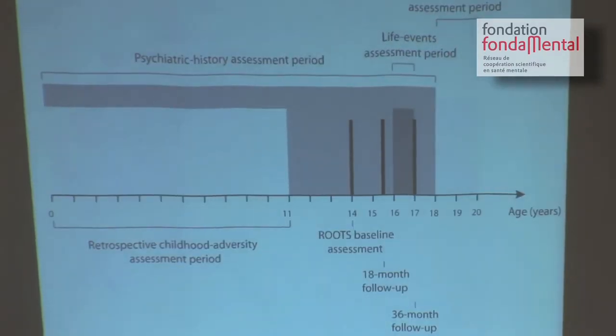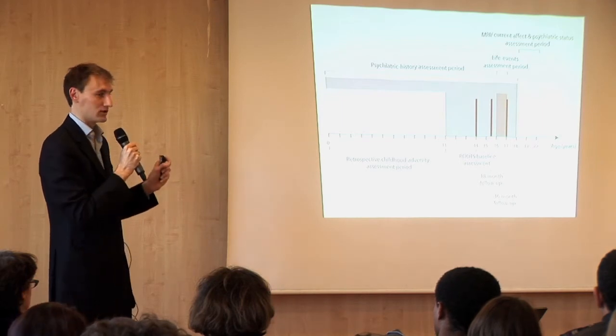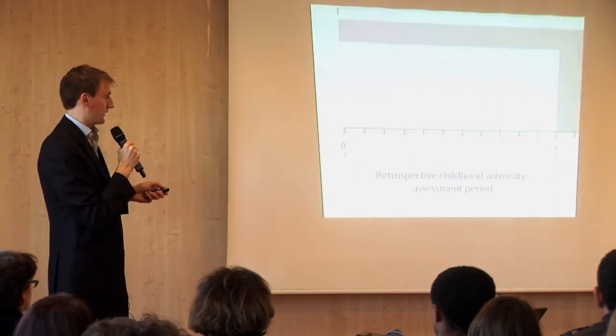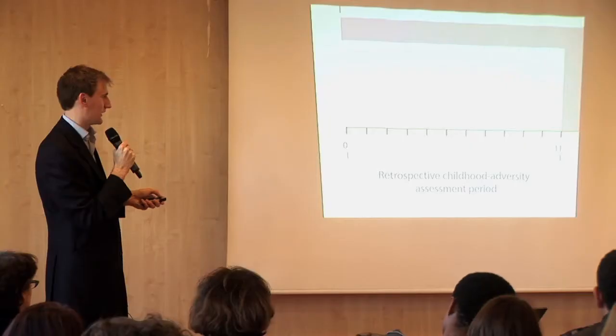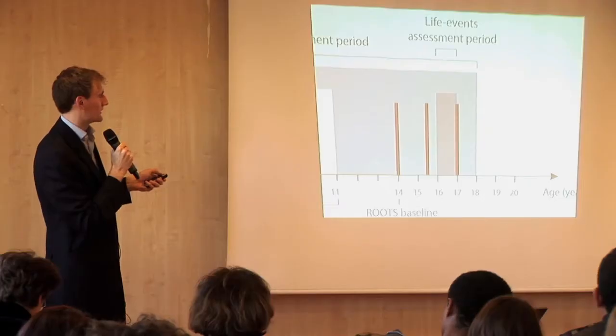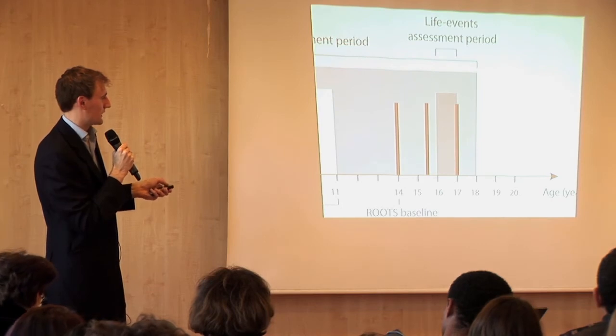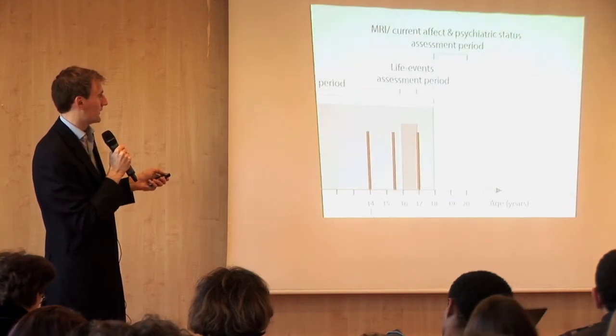Okay, so what I'm going to talk about for the data I'll present is the variables that I looked at in relation to brain structure and function. In particular, the childhood adversity assessments, which was measured from 0 to 11 years of age. The psychiatric history assessment period, which was potentially in theory from 0 to 18. We did a life events assessment period, which measured life events a year before the last assessment, which was 36 months from the baseline. And then in addition, we have measures of current mood at the time of scanning.